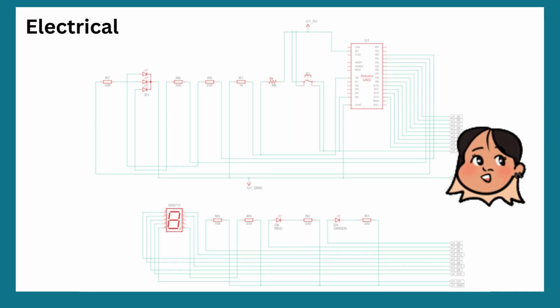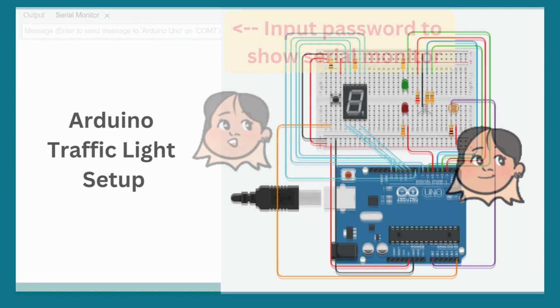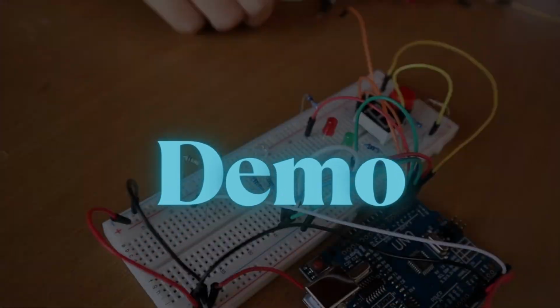Before we start, here are our electrical schematics and a sample calculation used for our hardware. To see the status of our code, users need to enter a password into the serial monitor, as shown here. Now it's time for the demo.